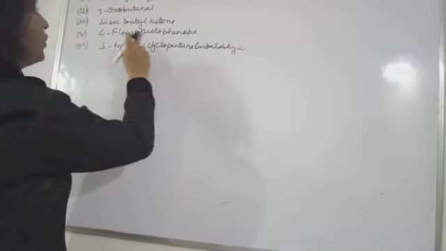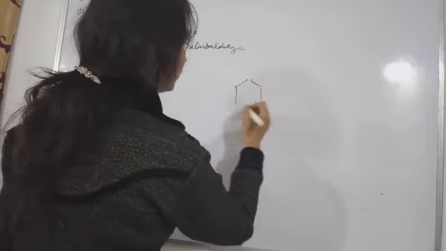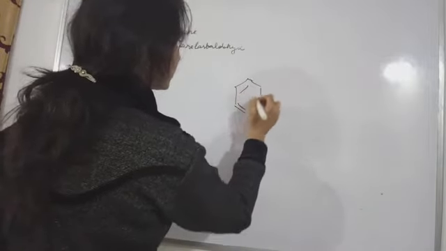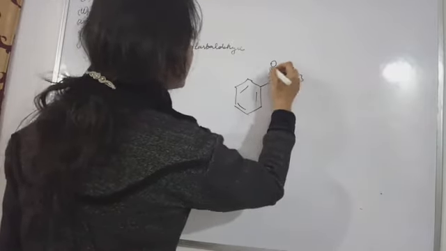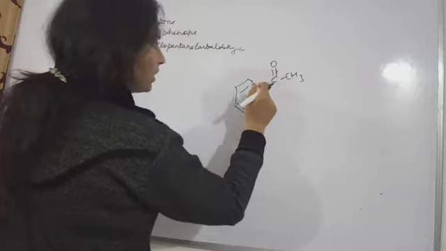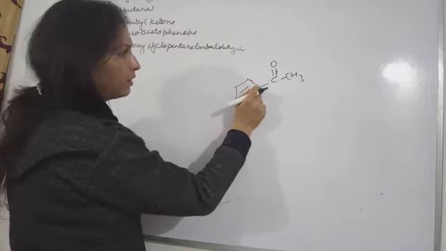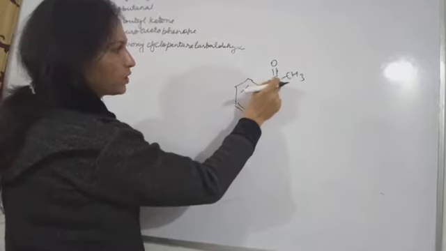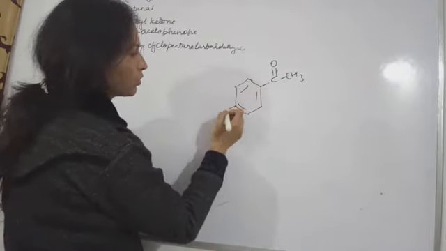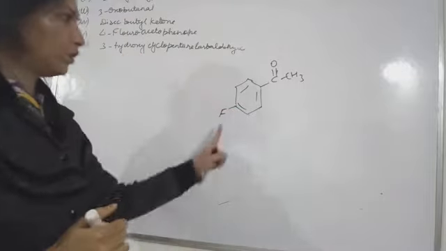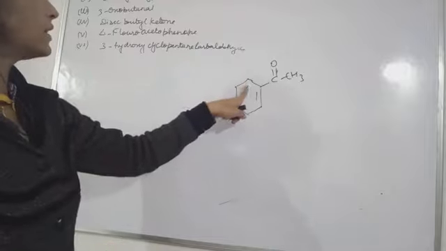Now this is 4-fluoro acetophenone. Okay, so acetophenone, just now we have seen what the structure is. This is acetophenone, and number 1 will be given to the carbon possessing this group. So 1, this is 2, 3 and 4. Here you have fluoro. So 4-fluoro acetophenone.